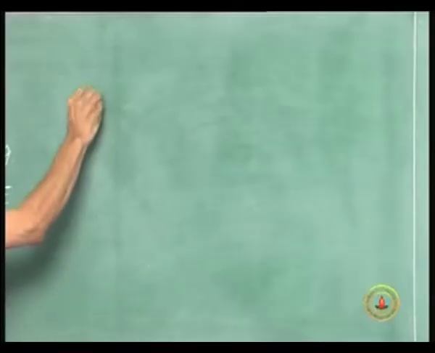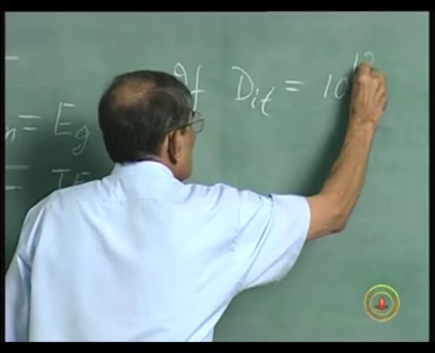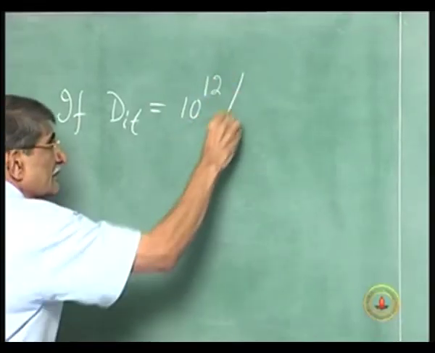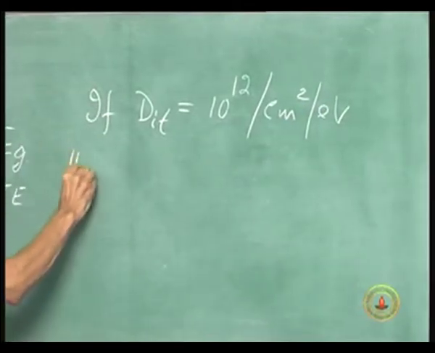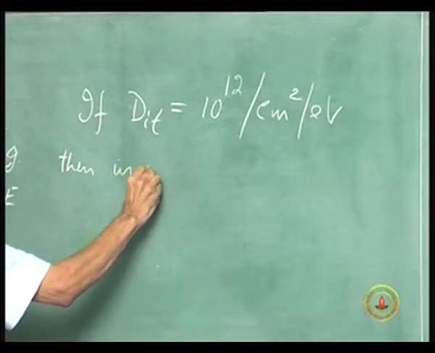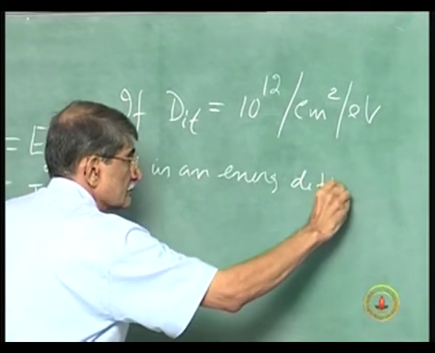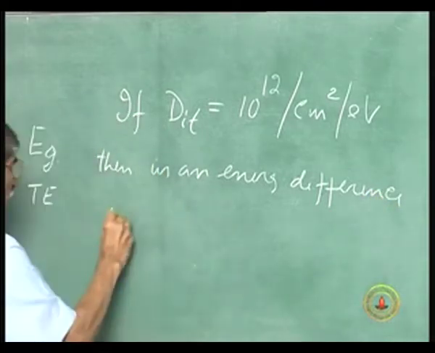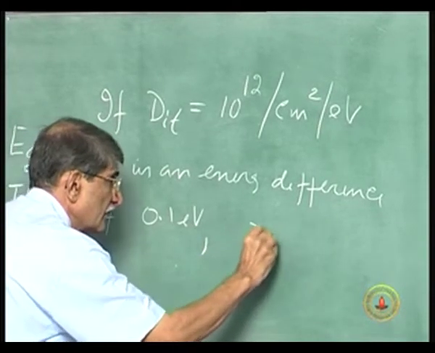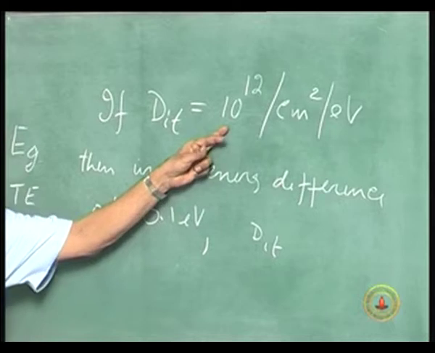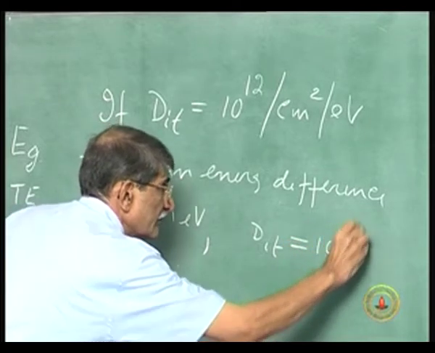If I say DIT equals 10 to the power of 12, this is some number I am tossing out, per centimeter square per electron volt, then in an energy difference of 0.1 electron volts, you will have total DIT equal to 10 to the power of 12 per centimeter square per electron volt into 0.1, which will be equal to 10 to the power 11 per centimeter square.